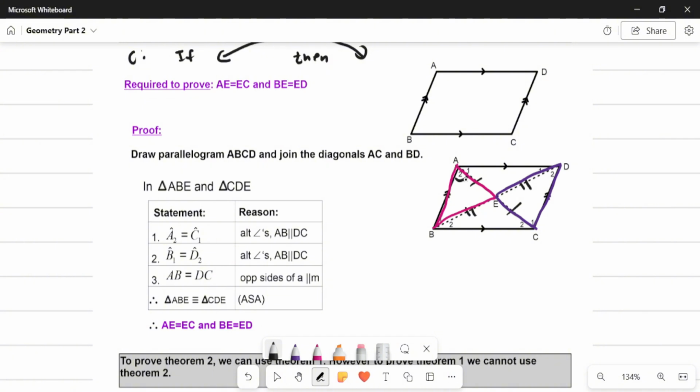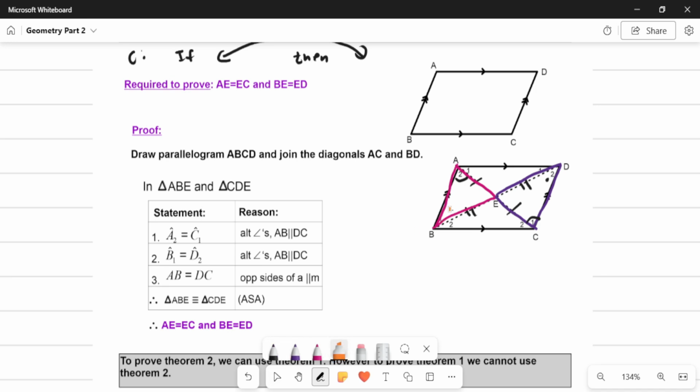So firstly, we can say that A2 is equal to C1 here because of alternate angles, AB parallel to CD. Then we can say that B1 is equal to D2. Can you see that? Because of alternate angles, there's the Z shape here. And we can say that what? This is AB parallel to CD, alternate angles. And then we can say that AB, this side here, is equal to CD, the side here.